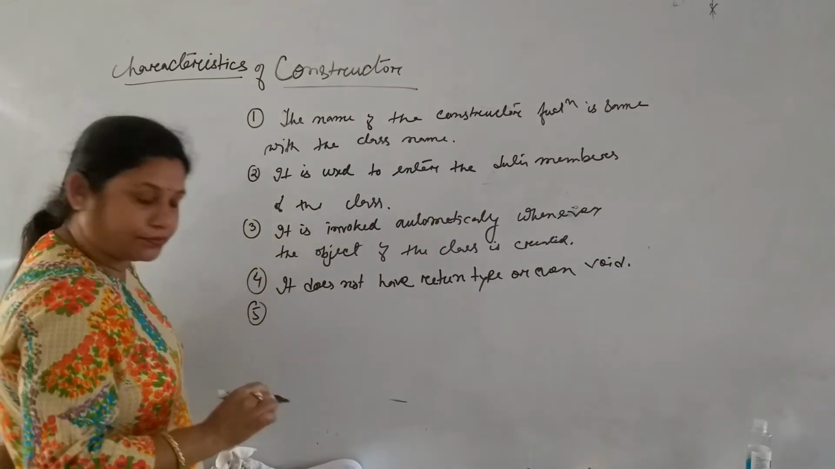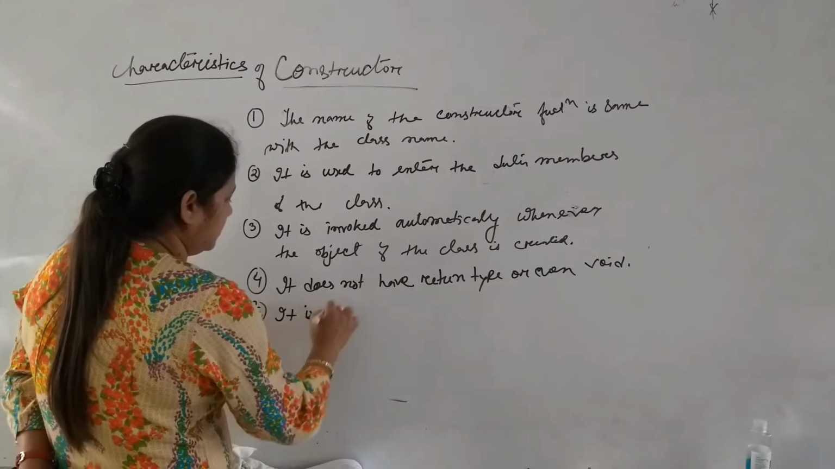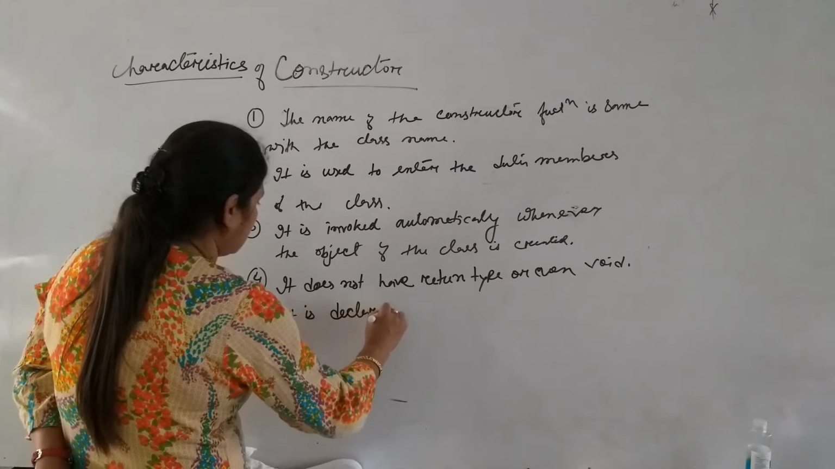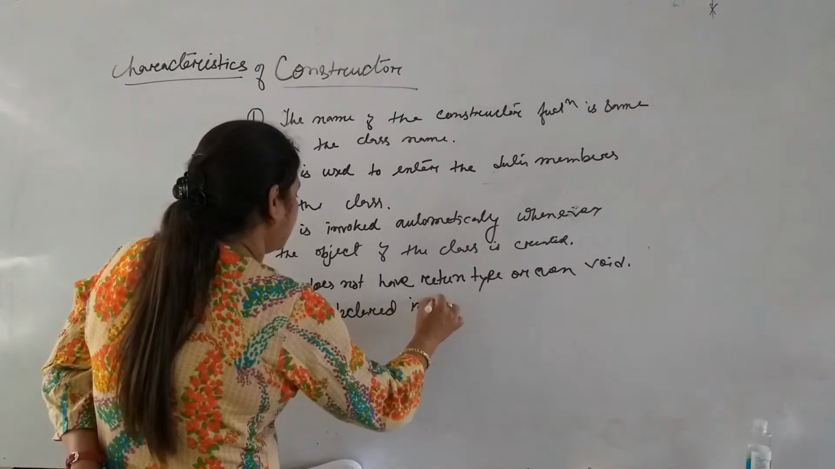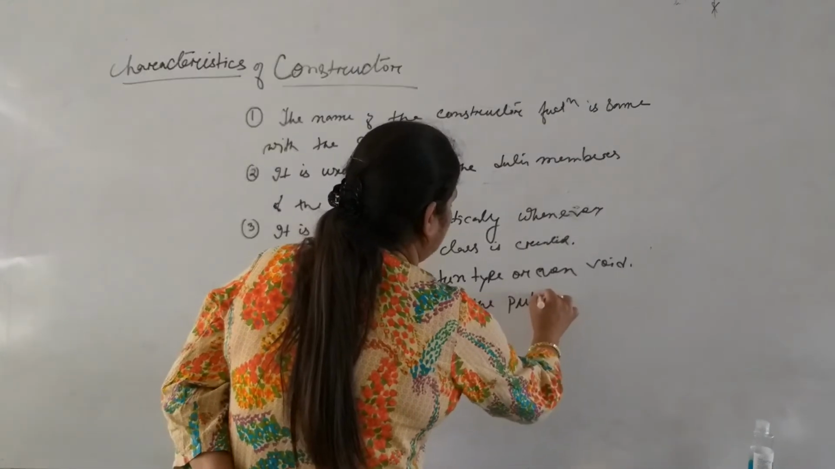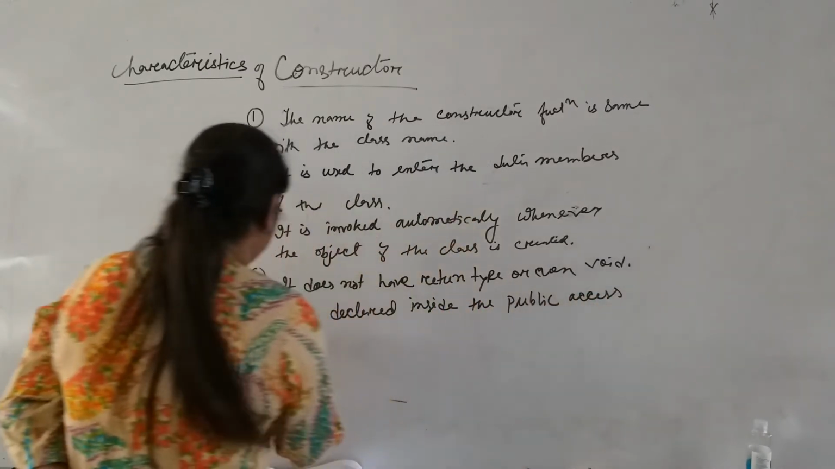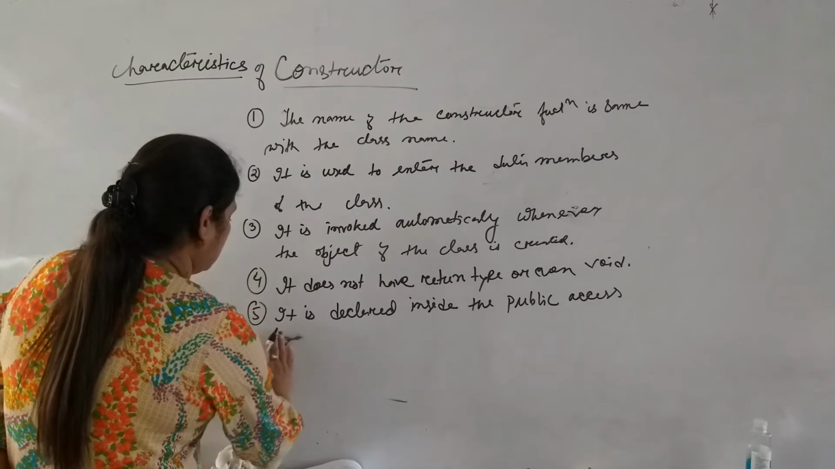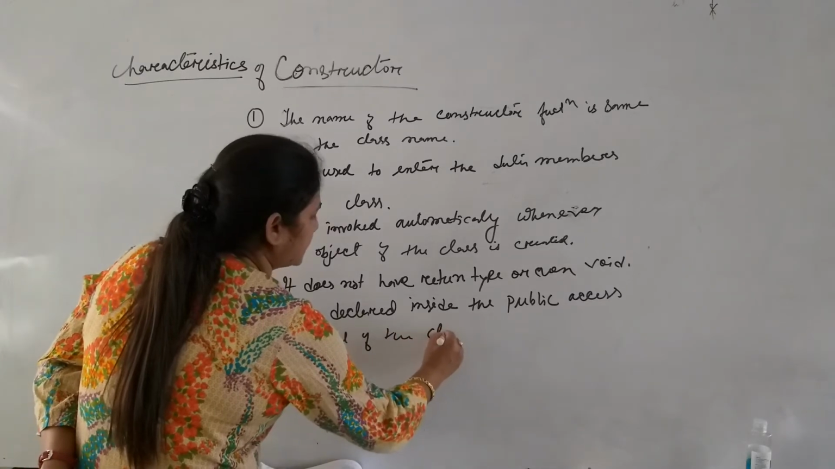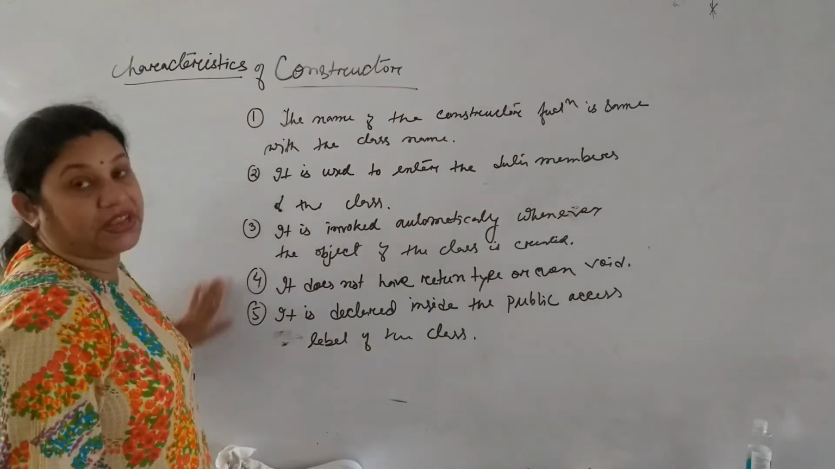Number 5, it is declared inside the public access level of the class. Okay, there are many more characteristics, but these 5 are very important.